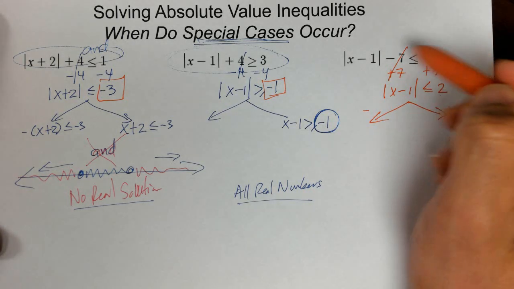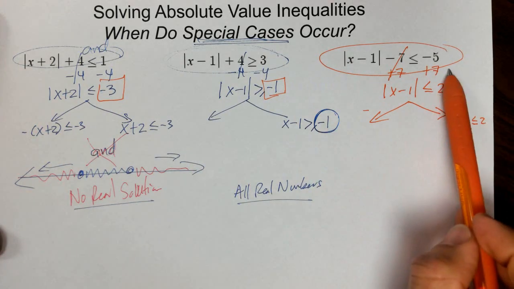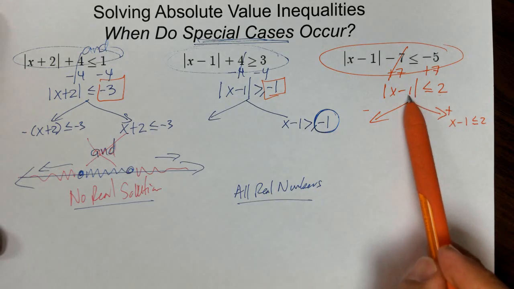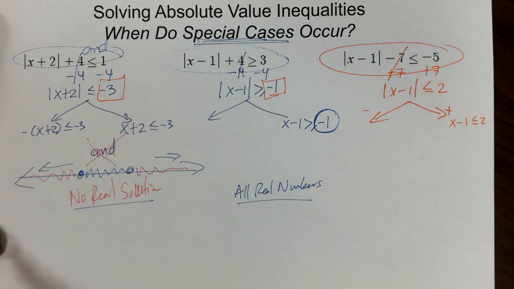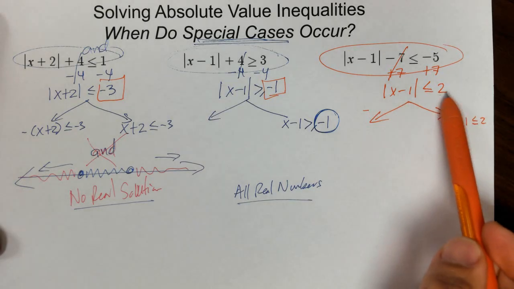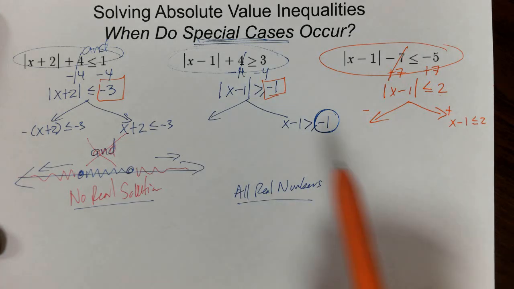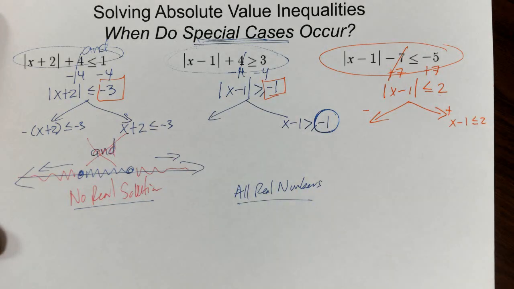Yeah? So you cannot base the special case on the beginning. The special case happens when you remove the absolute value. Here, does it equal a negative or a positive? If it's positive, regular problem. If it's negative, though, we have an issue.